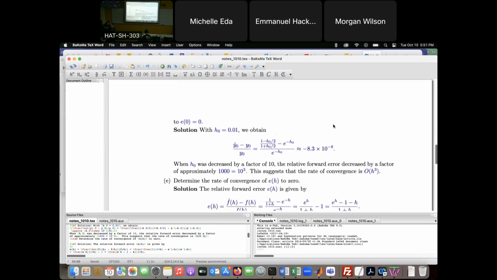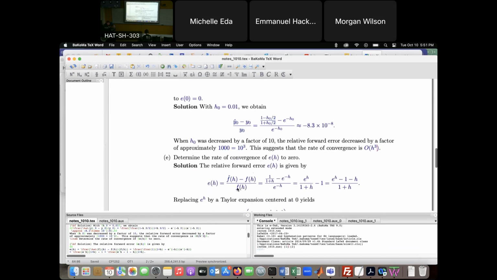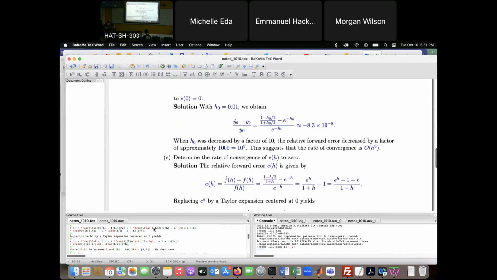The last part of this, when you're actually computing the relative forward error, I'm going to update this expression here. 1 minus h over 2 plus h over 2 minus h. What happens is this can be rewritten as 1 plus h over 2 in the denominator, and then you have e to the h times 1 minus h over 2. Okay, just from algebraic manipulation of the expression to get this.